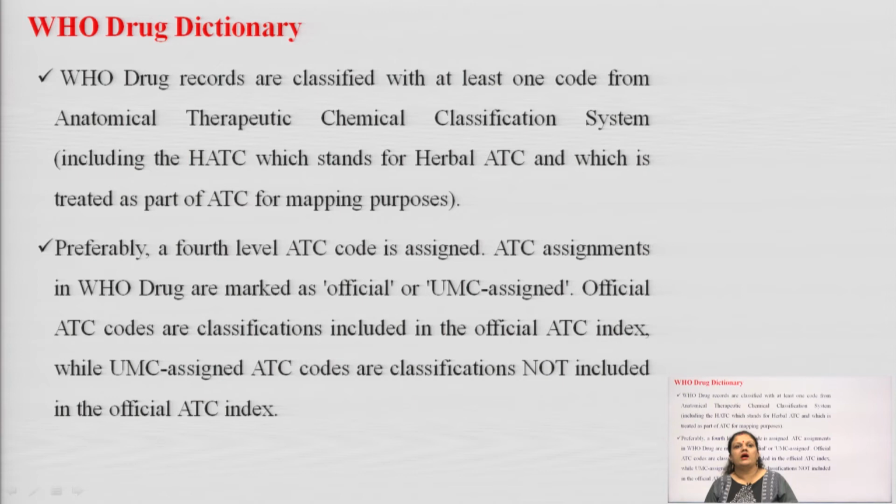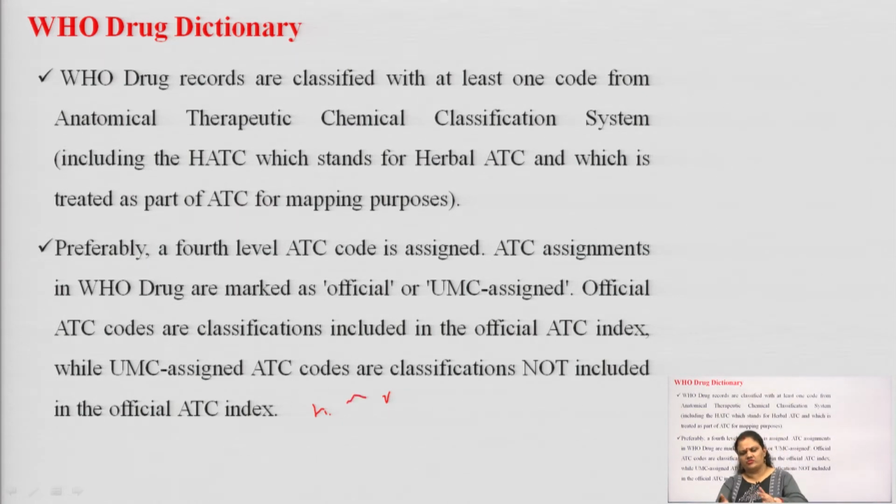WHO drug records are classified with at least one code according to the ATC system. ATC is the anatomical therapeutic chemical classification system of drugs, which includes the HATC. HATC means herbal, because we are talking about phytopharmaceuticals, meaning herbal plant based therapeutic agents. Herbal ATC, the herbal anatomical therapeutic chemical classification of drugs, is also treated as a part of ATC for mapping purposes.